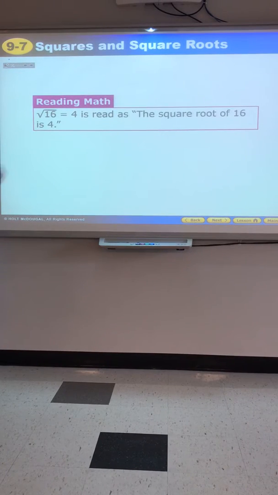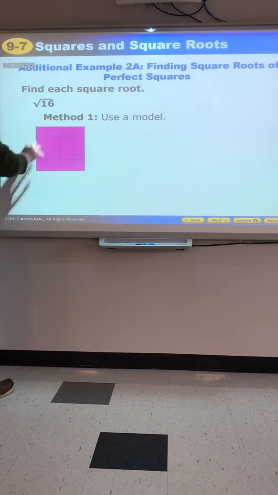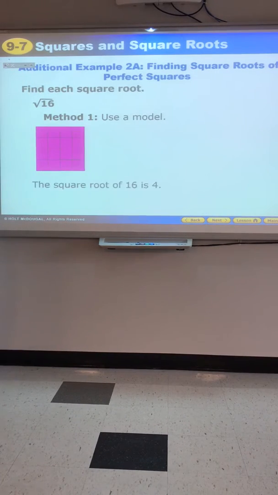All right. So now, this is read, the square root of 16 is 4. The square root of 16 is 4. Now, square root of 16, they're going to show us a model. There are 16 squares. We've put them so that they are in a square. And we see 4 by 4. So we know our answer is 4.